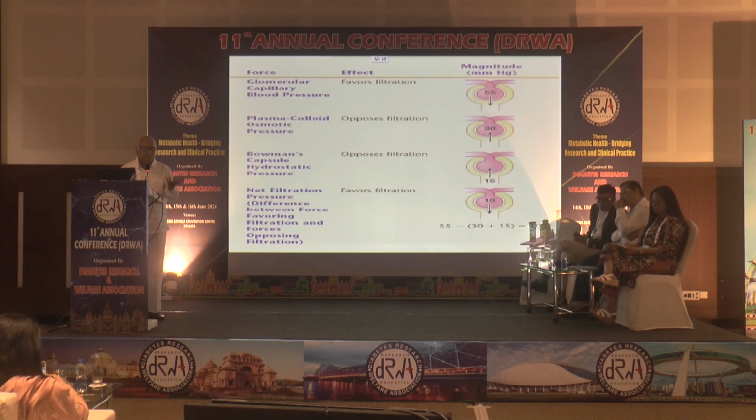Second part is maintaining the filtration gradient to perfuse. And you have this important slide. This is the intraglomerular pressure, only 55 millimeter mercury. Afferent arterial pressure comes somewhere close to 30 millimeter. Hydrostatic pressure done by both, the water pressure, both sides, 15. So net filtration gradient is only 10 millimeter mercury.